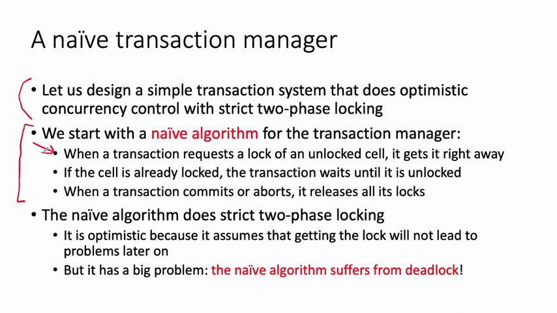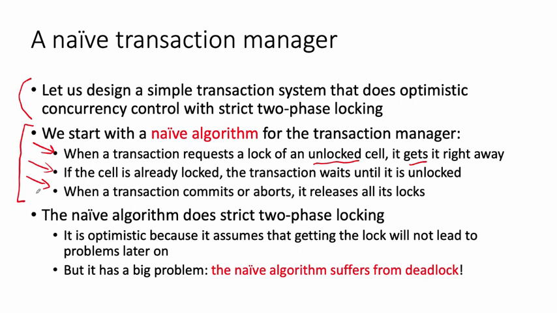When a transaction requests the lock of an unlocked cell, it gets the lock right away. The transaction manager says, yes, please. If the cell is already locked, the transaction will just wait until it becomes unlocked, because there's another transaction using it. So the second one will wait until the first one is done, and then it will get the lock. And when the transaction commits or aborts, it releases all the locks at once. So this is a case of strict two-phase locking.